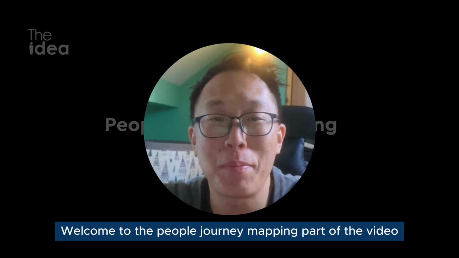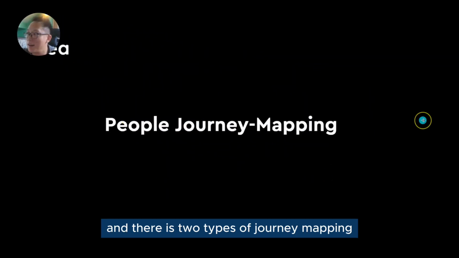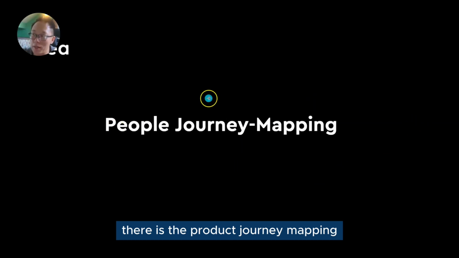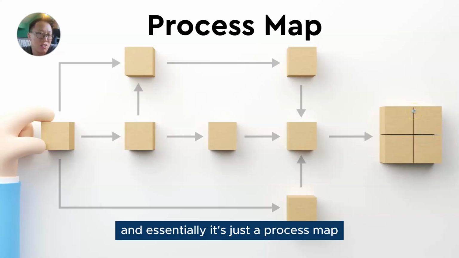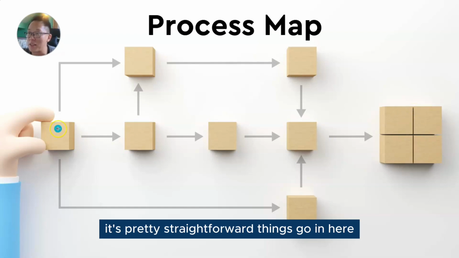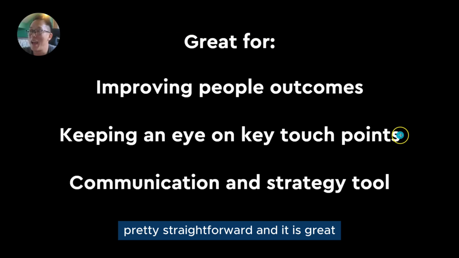Welcome to the people journey mapping part of the video. This is where most of the work is actually done. And there's two types of journey mapping. There is the product journey mapping, people journey mapping, and essentially it's just a process map. It's pretty straightforward. Things go in here, they do that, and they end up that way. Pretty straightforward. And it is great.